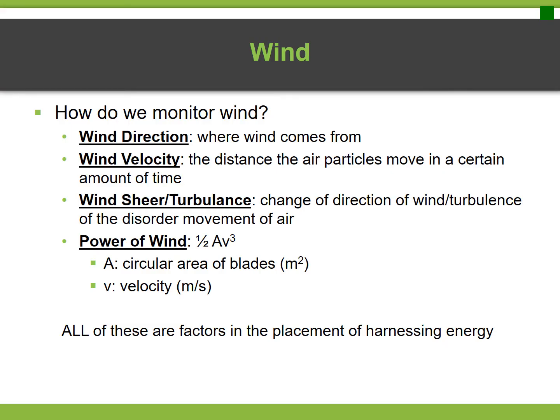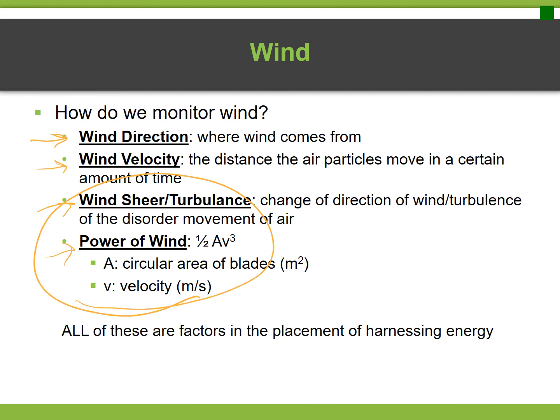So how do we monitor wind? Well, there are 4 different variables we need to take into consideration when we're trying to gather or collect wind energy. First off is the wind direction, which is where the wind comes from. The second is wind velocity, so how fast is it going? The third is wind shear or turbulence. So is there a lot of change of the wind direction and turbulence in this area? If there is, then that's not going to be as good to gather this wind energy. And then also the power of the wind, though we're really not going to worry too much about these last 2, wind shear, turbulence, and power of the wind.